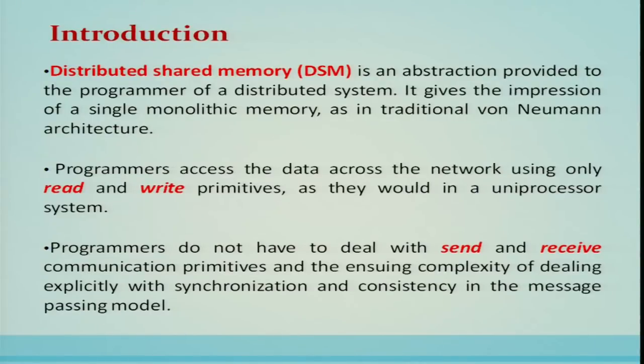Introduction. Distributed shared memory is an abstraction provided to the programmer of a distributed system. It gives the impression of a single monolithic memory as in the traditional von Neumann architecture. Programmers access the data across the network using only read and write primitives, as they would do in a uniprocessor system. Programmers do not have to deal with send and receive communication primitives, and also avoid the complexity of dealing explicitly with synchronization and consistency in the message passing model.